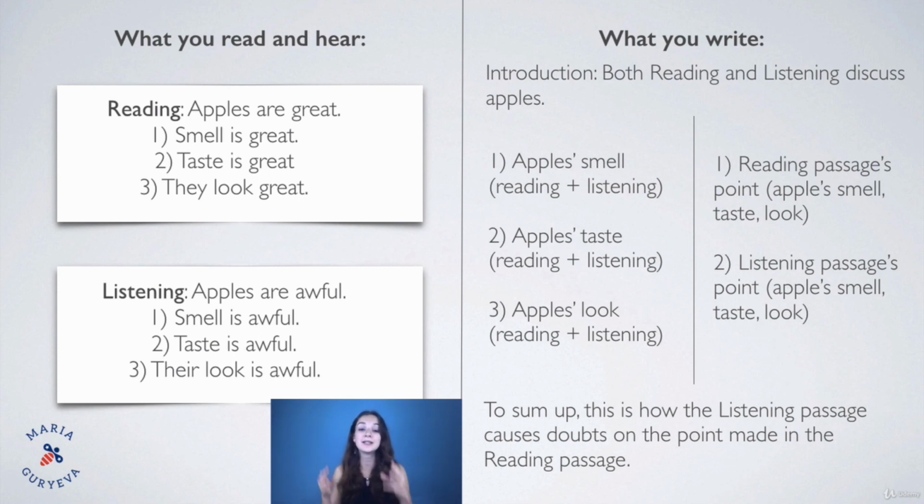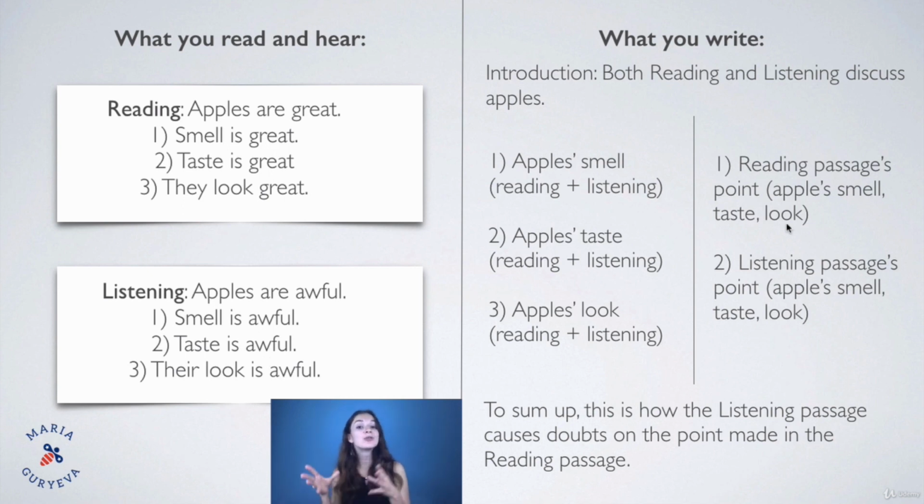So the listening starts with saying that apples are awful. And then the listening says that the smell is awful, the taste is awful, and their look is also awful. So you see here that the reading passage has 3 points, and then the listening passage has the same 3 points. Smell, taste, and look. They're all talking about smell, taste, and look. But the reading passage has the position that they are all great, and the listening passage has the position that they are all awful. But they're talking about the same factors, the same qualities of apples.